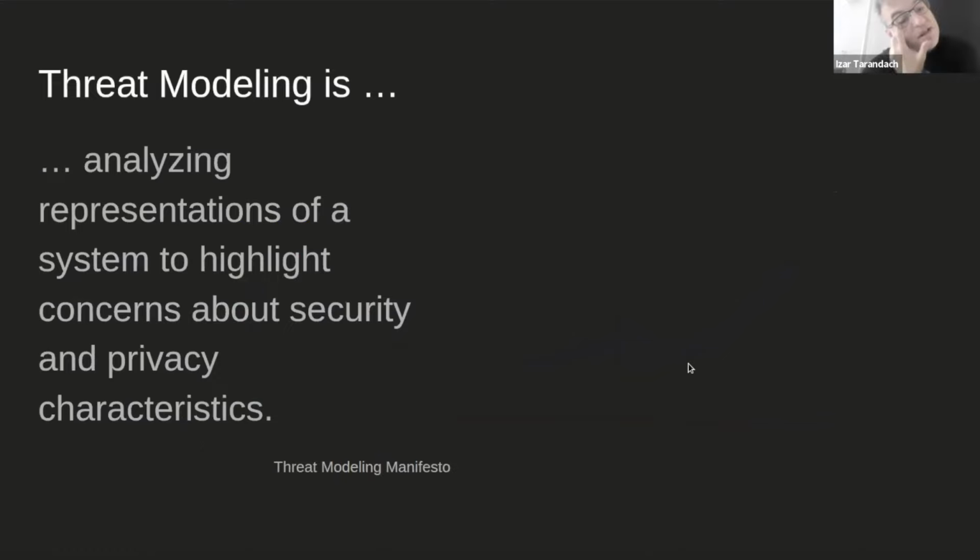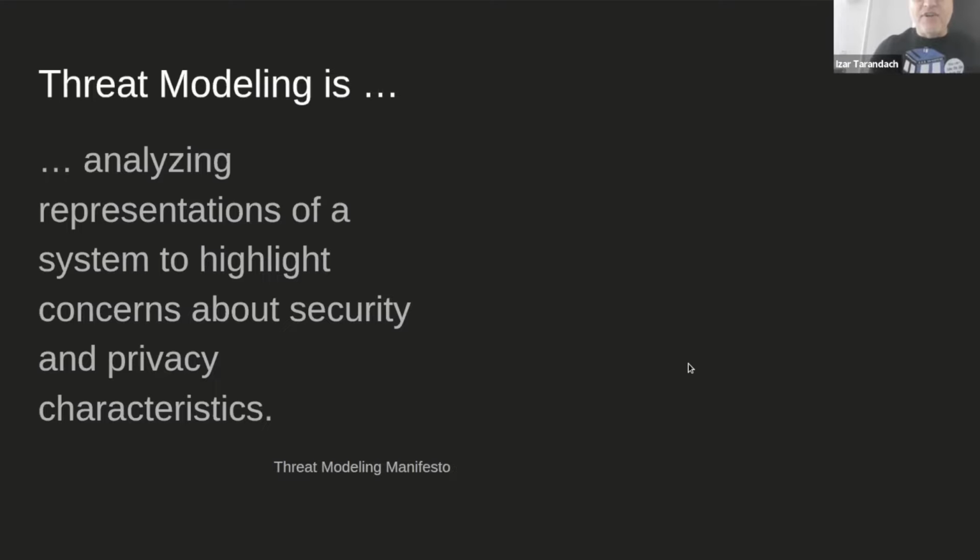So threat modeling is, according to the Threat Modeling Manifesto, analyzing representations of a system to highlight concerns about security and privacy characteristics. Now, we spent a lot of time trying to come up with this definition. We noticed at the beginning that something like 15 people who lived and breathed threat modeling, each one of us basically had a different definition of what threat modeling is, of what the process is, of what we get out of it.